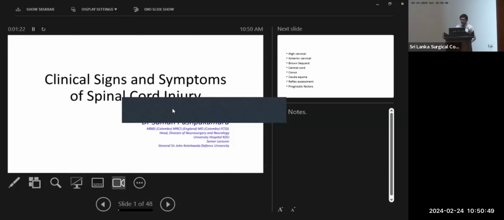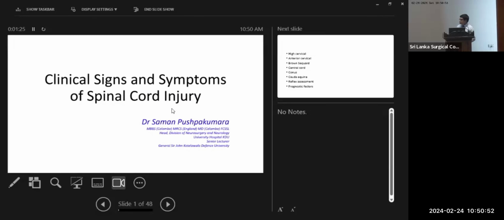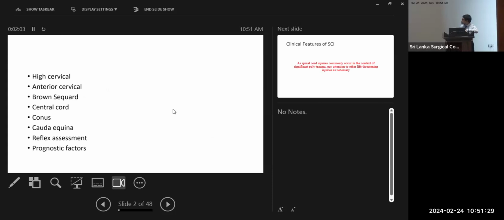So I'm going to briefly go through the clinical signs and symptoms of spinal cord injury. It is very important to assess this to come to a diagnosis, because when you get heaps and heaps of patients in an accident and emergency department, it's not practical to image each and every spine. So we need to assess clinically and do the appropriate management. Symptoms and signs, subsequently, I'll go through under these subtopics.